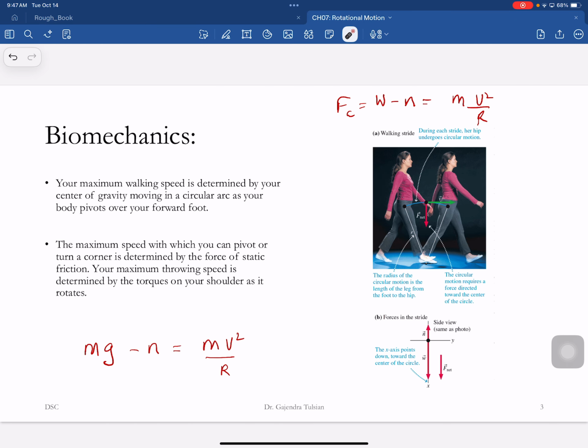So the maximum speed with which you can pivot on or turn a corner is determined by the force of static friction. So this is for turning. Your maximum throwing speed is determined by the torques on your shoulders as it rotates. So we'll talk about those various things.